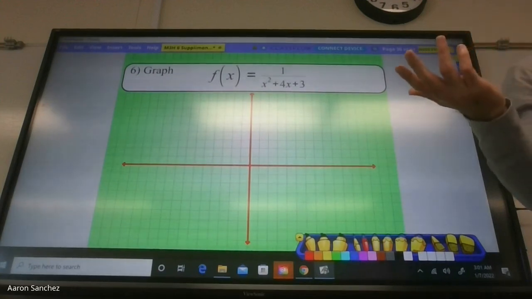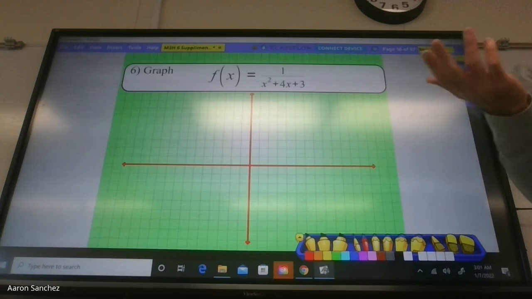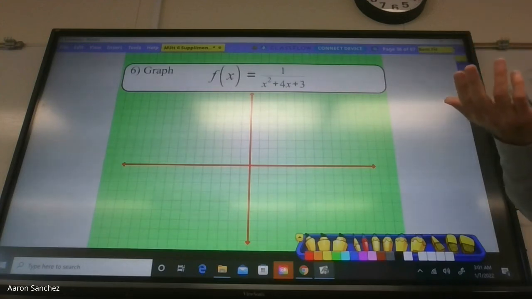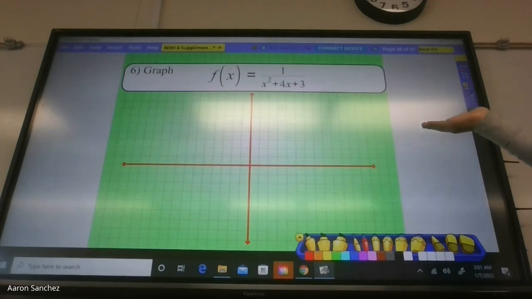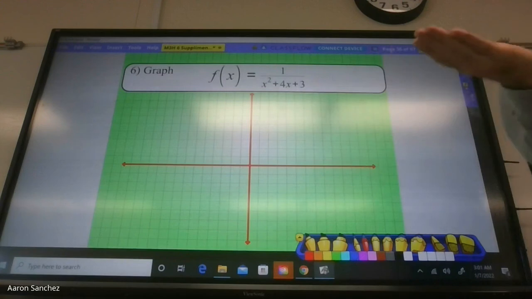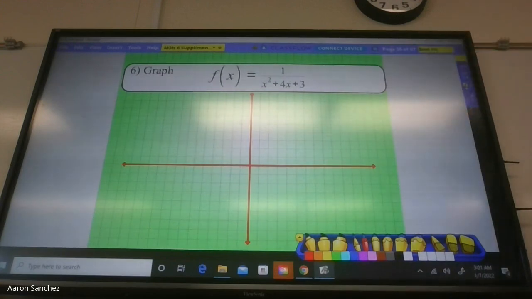Why? Because there's no x's in the numerator. What does that mean for our graph? The horizontal asymptote will be on the x-axis. Let's do it and see. As we do it, you'll say, "Oh, I know it." What's the first step we're going to do with this? Factor it out. So go ahead and factor it out.